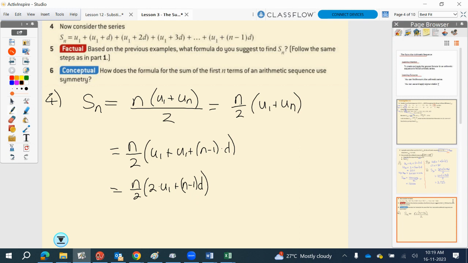So if you look to your formula sheet now, you'll find that this formula here and this formula here are on your formula sheet as the sum of an arithmetic sequence. Look on your formula sheet now. It's a piece of paper in front of you. Pick it up. Find the two formulas.